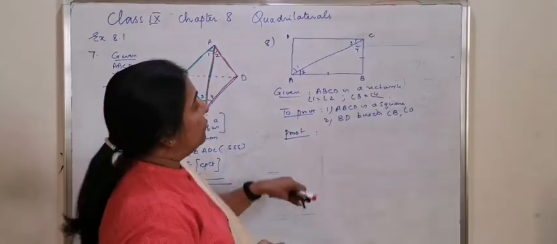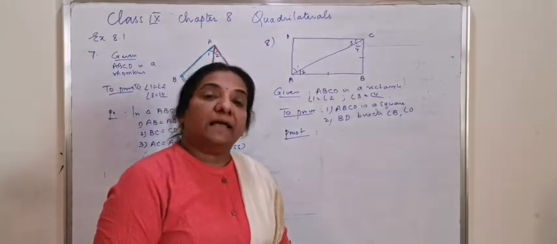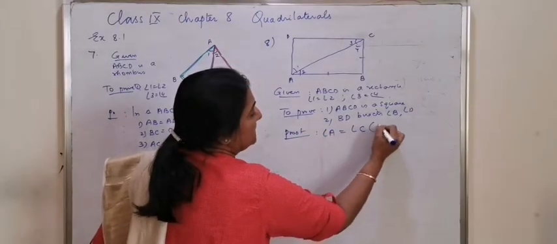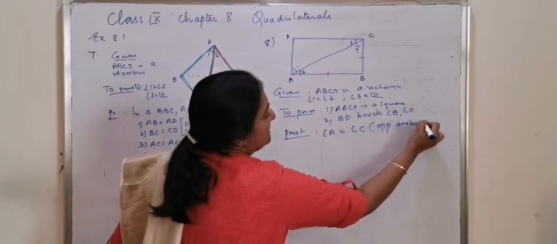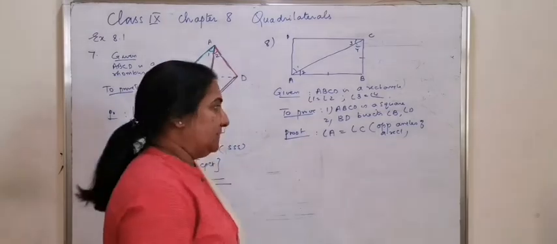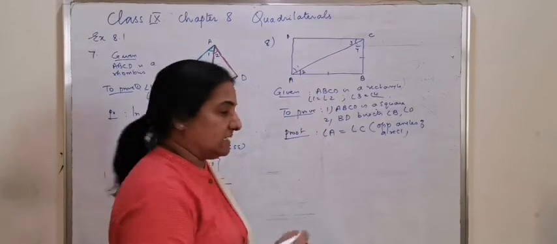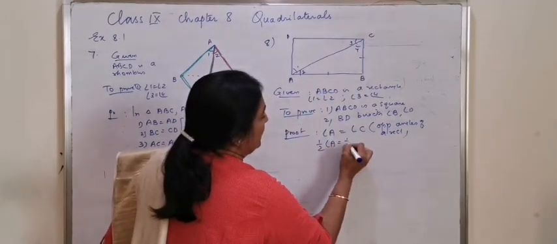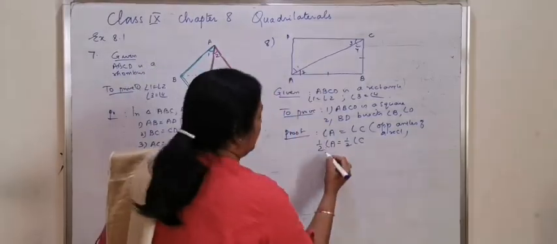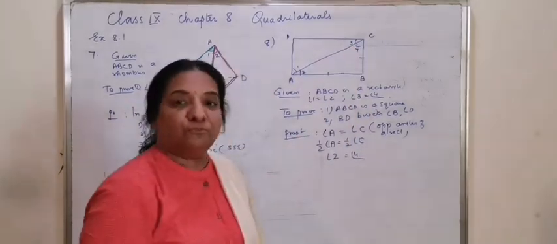Take the property of the angles of the rectangle, angle A and angle C. Angle A is equal to angle C, opposite angles of a rectangle, or angle is already equal to 90 degrees. They already said that AC bisects angle A as well as angle C. Half angle A is equal to half angle C. Half angle A, you can opt for angle 2. Half angle C, you can opt for angle 4.